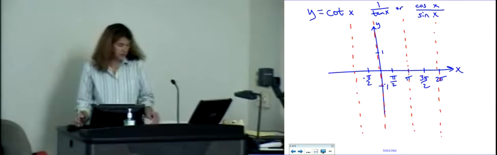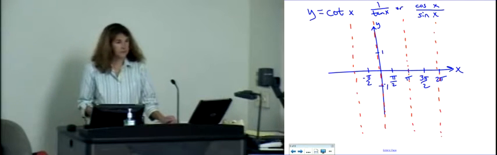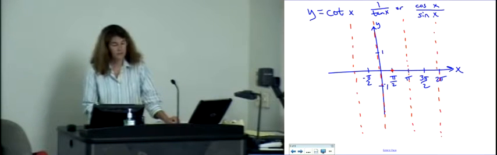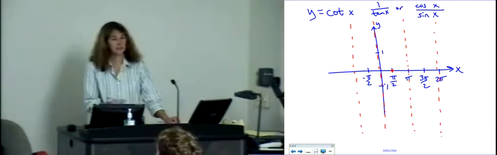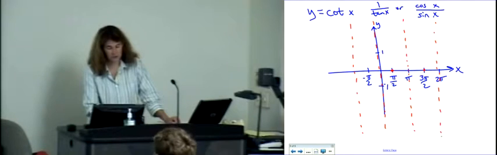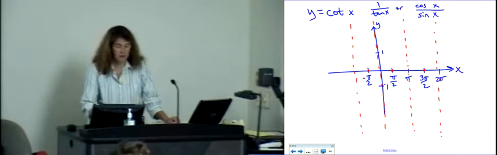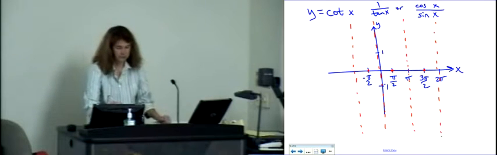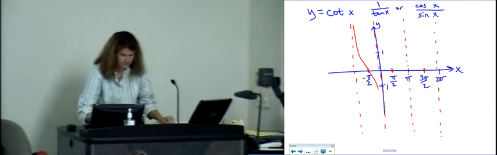Again, you could plot some points here. Here's what's going to happen. We already said, these places where the tangent was undefined, the cotangent is going to equal 0, so we know it's going to cross through these points here. But it actually kind of reflects over, if you want to call it that. It looks like this.